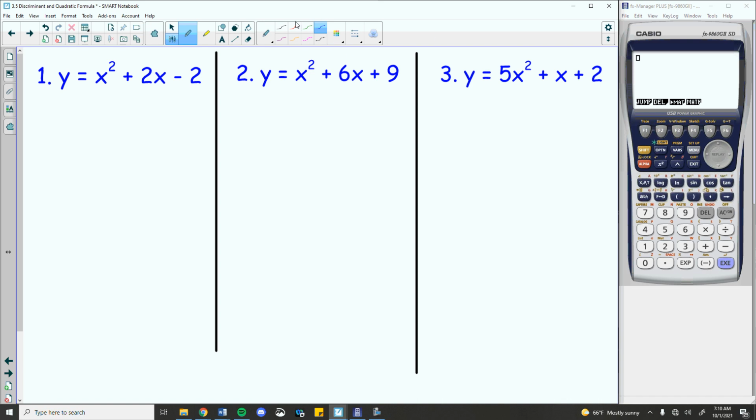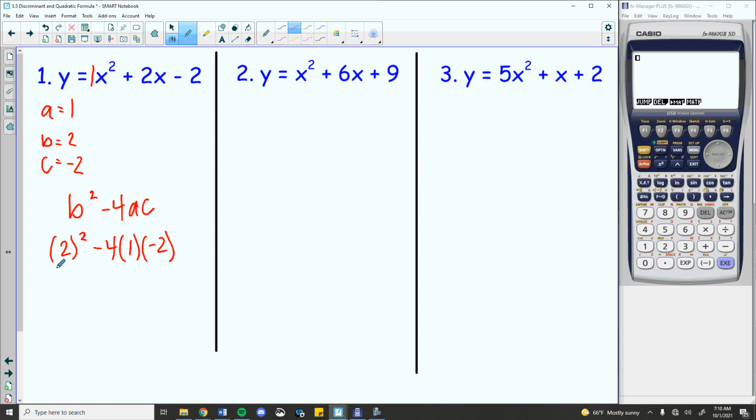Let's practice finding just the discriminant part. The first thing we're going to do on all of these is label our a, our b, and our c. A is whatever's in front of x squared, so this is a 1. B is whatever's in front of x, so that's a 2. And c is your constant on the end, which in this case is negative 2. Now the formula I'm plugging into is b squared minus 4ac. I know my b, my a, and my c, so I just need to plug those values in. B is 2, a is 1, and c is negative 2.